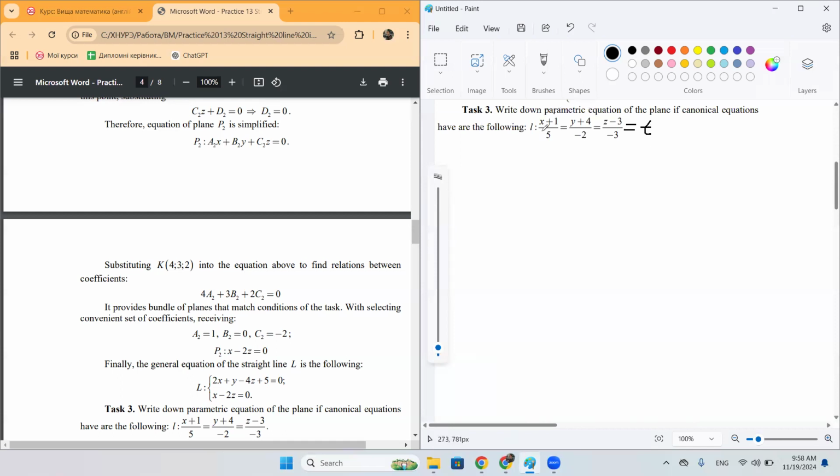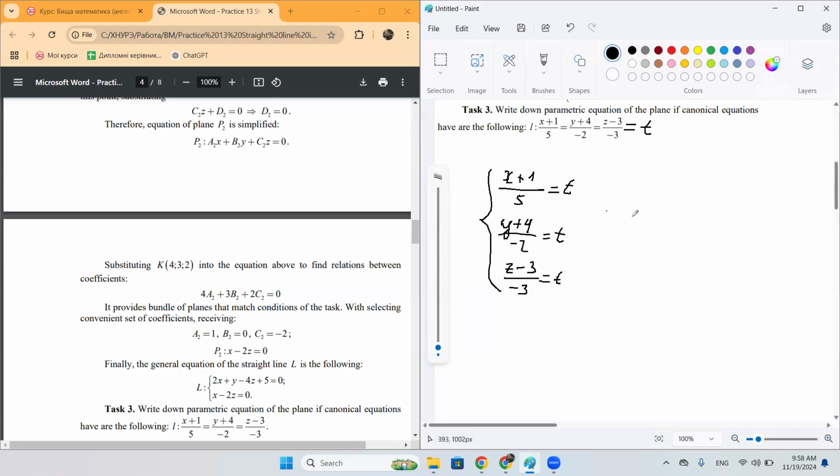So we need to solve these equations with respect to x, y, and z. So let's do it. So x plus 1 by 5 equals t. Now I'm writing it in detail. I know that it can be obvious, but for a better understanding, z minus 3 by minus 3 equals t.